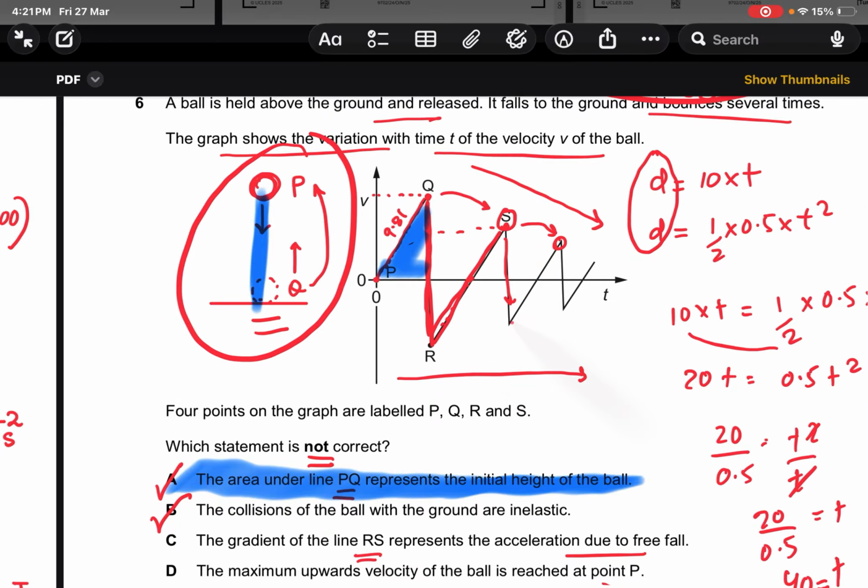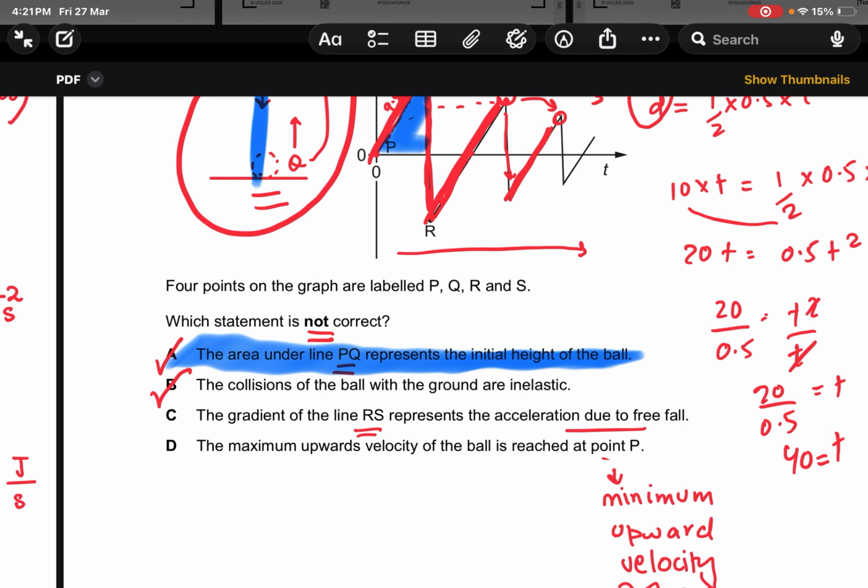Check the gradient. All gradients are equal. This gradient, this gradient, this gradient, all the gradients are telling the acceleration of free fall, because the ball is just falling under gravity. There's no force on it. We're not even including air resistance over here. You know why? Because the distance must be so small that air resistance effect on the ball is negligible. So this is also correct.